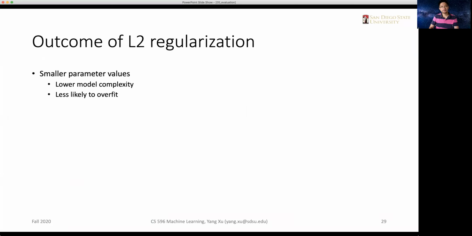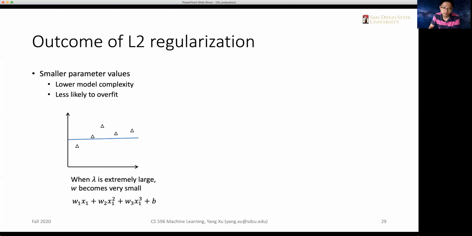So the outcome of the L2 regularization is that we have smaller parameters, and a smaller parameter means that some say higher order terms have smaller coefficients, so the model is less complex, or the model is less nonlinear. So the decision boundary is not that nonlinear, so it is less likely to overfit.